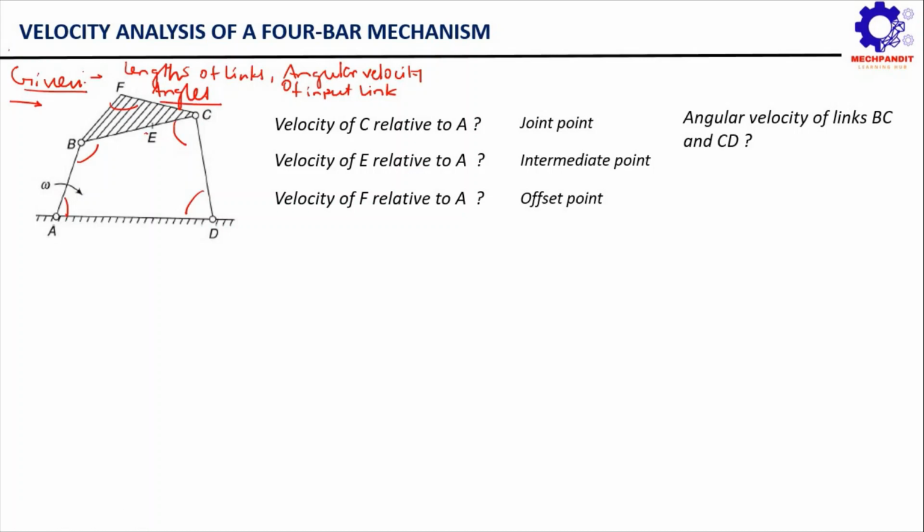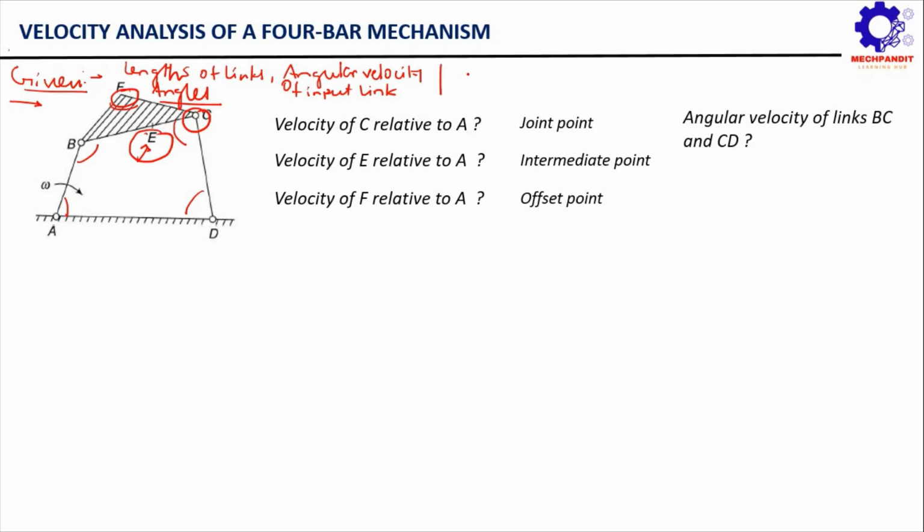Now let's see what we actually need to calculate. Obviously, what we need to calculate is the absolute velocity of the joints, let's say this joint C, and then the absolute velocity of any intermediate point. For example, here you can say that E is an intermediate point on this length BC. So the absolute velocity of point E, and then finally the absolute velocity of point F.